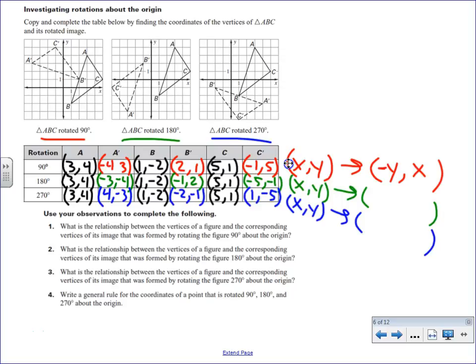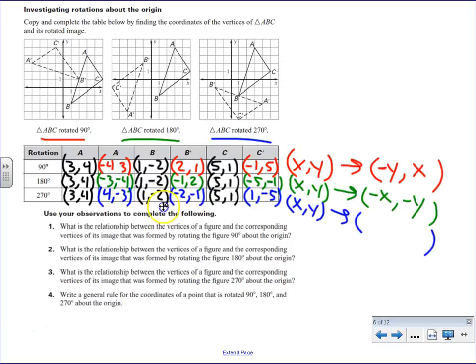See if we can come up with a rule for the next one, the 180-degree rotation. 3, 4 becomes negative 3, negative 4. 1, negative 2 becomes negative 1, 2. 5, 1 becomes negative 5, negative 1. Looks like nothing's changing places, but the x is now the opposite. The y is now the opposite of what we had for y originally.